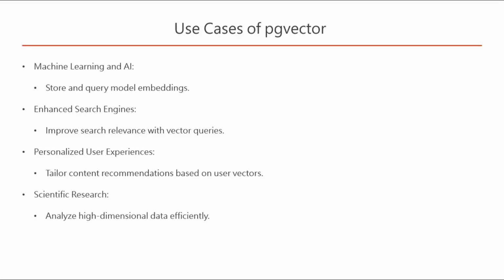So we talk about the use cases of pgvector. First, in machine learning and AI, to store and query model embeddings. Second, to enhance search engines and improve search relevance with vector queries. The third is personalized user experience, tailored content recommendation based on user vectors. The final one is scientific research, to analyze high-dimensional data efficiently.